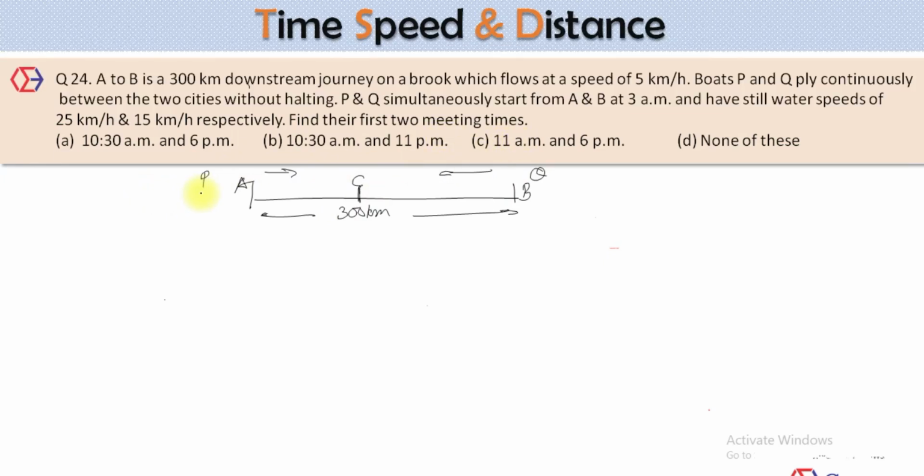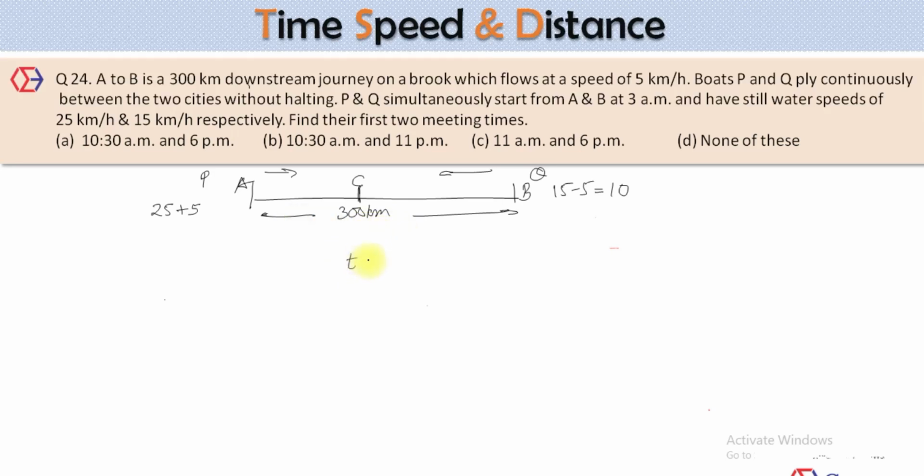So what would be the relative speed for P? Speed of P is 25 and moving downstream, so I'll have to add 5 here. And for Q, the upstream speed will become 15 minus 5. That is equal to how much? That is equal to 10. Yes or no? So at what time they'll meet for the first time?